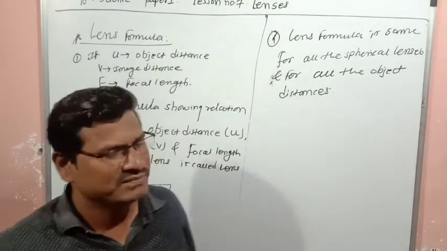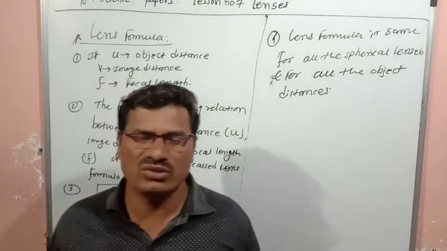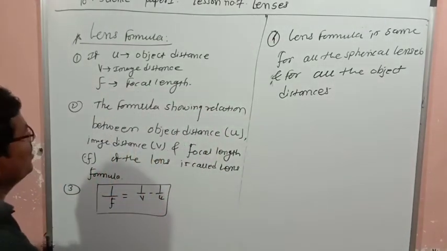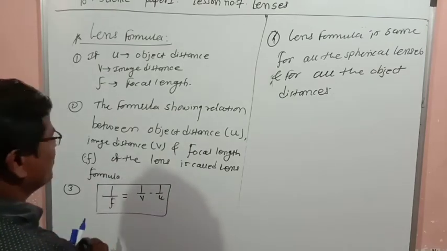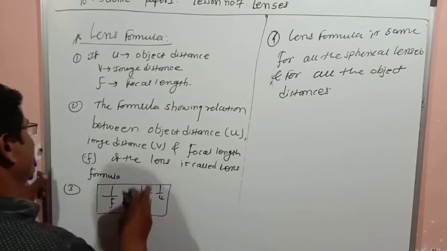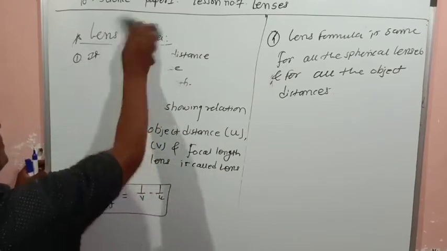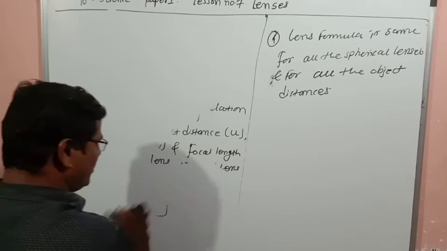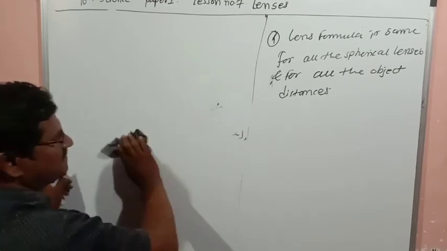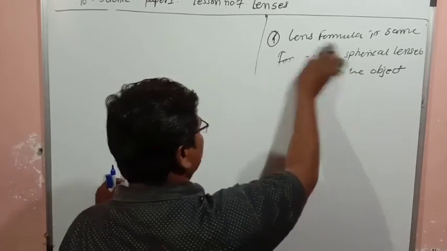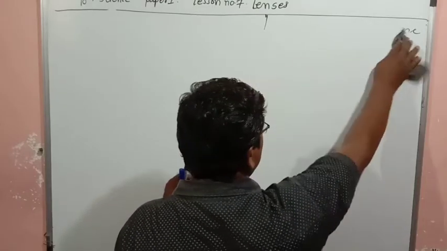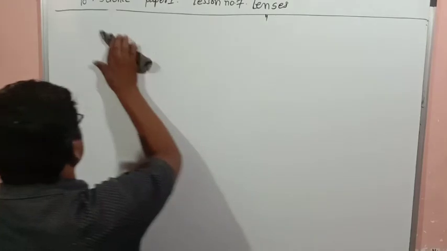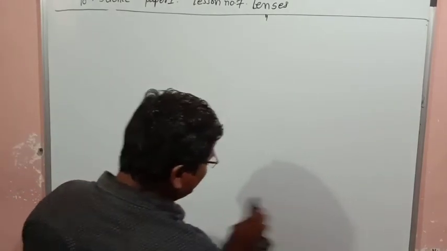After this, the next point we are going to study is magnification. So I will rub this one, and we'll see what is meant by magnification. If you know object height, image height, object distance, and image distance, then it also shows some relationship. Magnification is shown by the letter M.